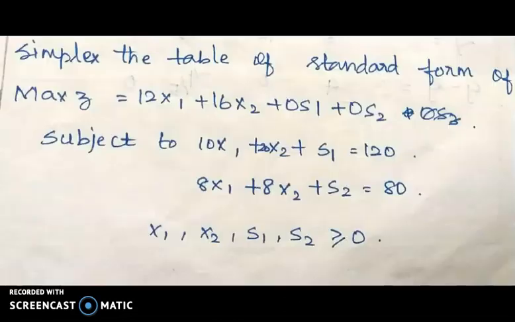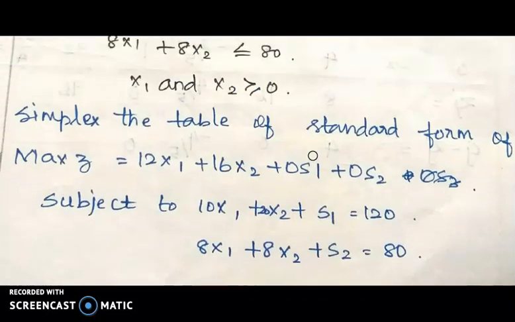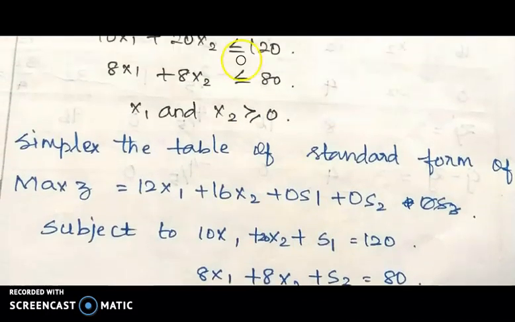In the simplex method, the first step is to convert the linear program into standard form. This is the standard form: maximize z subject to the constraints and restriction values. And the second step, the simplex table of the standard form of the LPP, is maximize z equal to 12x1 plus 16x2. This S1 is a slack variable, because in the previous question we have less than or equal to values. Less than or equal to values means we have to add slack variables.